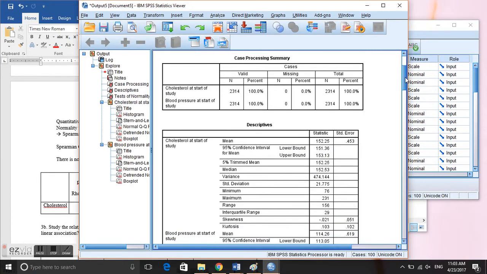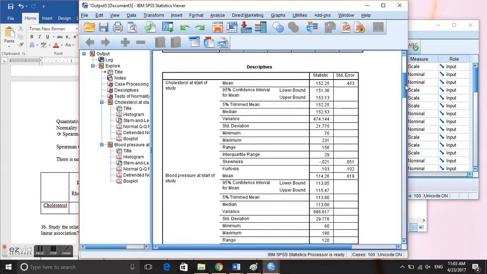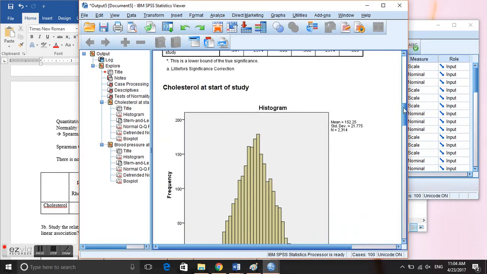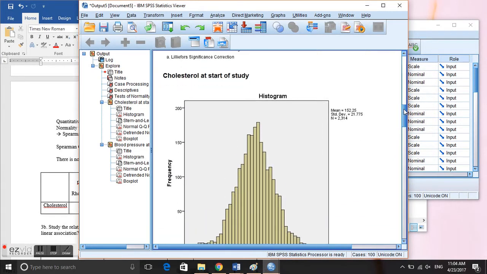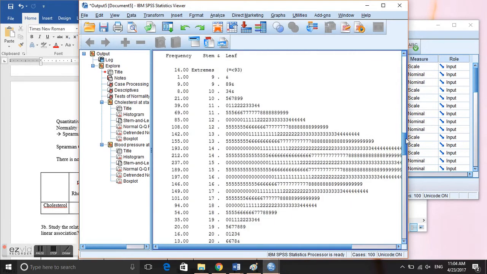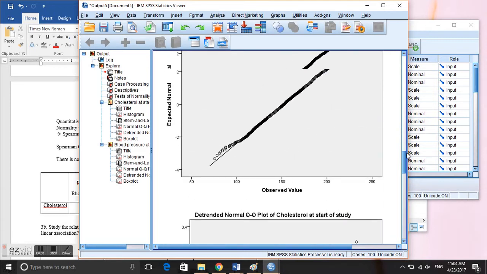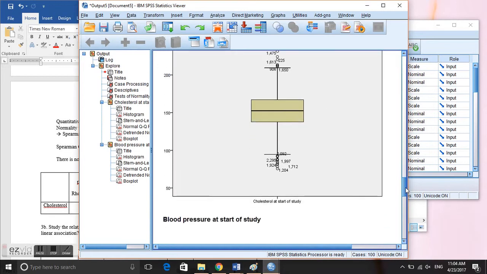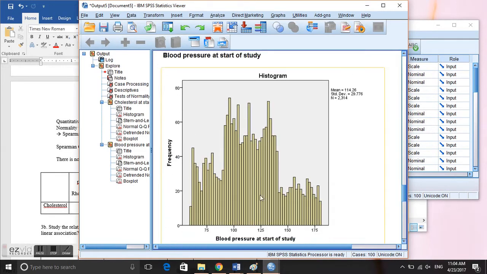So we already know how to check for normality. You can go through the statistics and we can look at the plots. So cholesterol looks pretty normally distributed. We have the stem and leaf plot, we have the QQ plot, which also I think is pretty easy to read. And then let's look at blood pressure, and blood pressure does not look normally distributed.